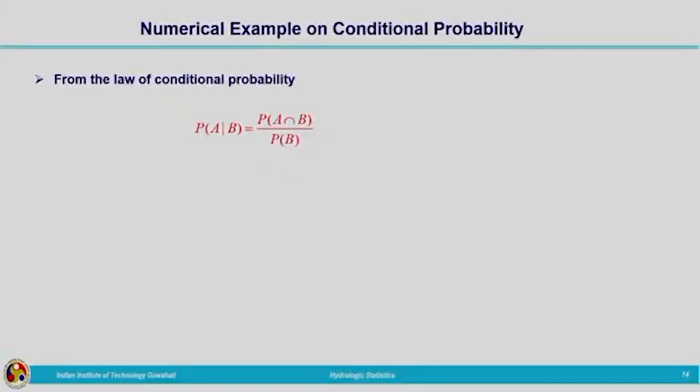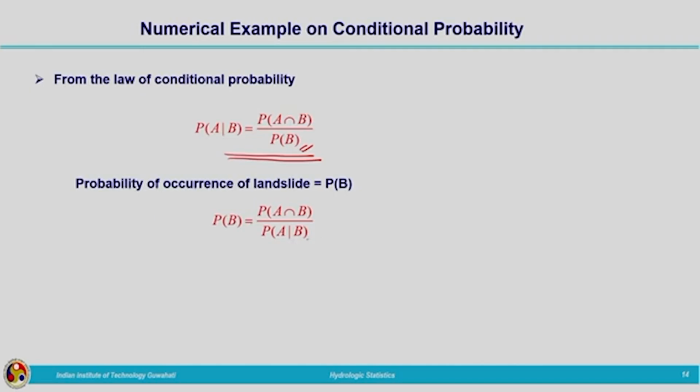From the law of conditional probability, we are going to make use of the mathematical expression P(A given B) equal to P(A and B) divided by P(B). And we can calculate the probability of occurrence of event B, that is landslide, as P(A intersection B) divided by P(A given B). P(A and B) is 0.2, P(A given B) is 0.3. So, the probability of occurrence of landslide can be calculated as 0.667.